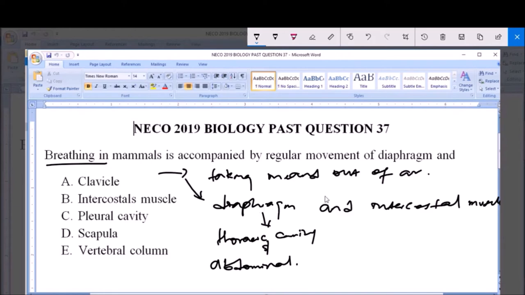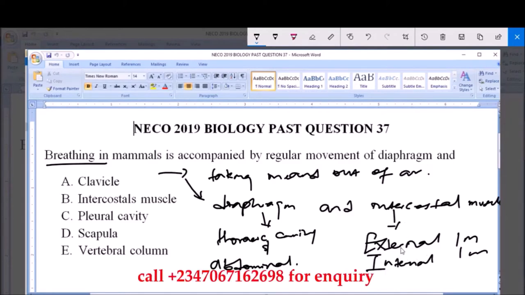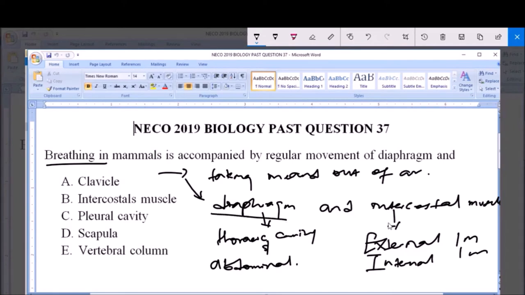That's during expiration. Likewise, the intercostal muscles: we have the external intercostal muscle, the internal intercostal muscle, and then we have the transverse and the others. These are the main intercostal muscles. These intercostal muscles also contract and relax during inspiration and expiration. So breathing in mammals is accompanied by the regular movement of the diaphragm and the intercostal muscles, and that is option B. So option B is the answer to this question.